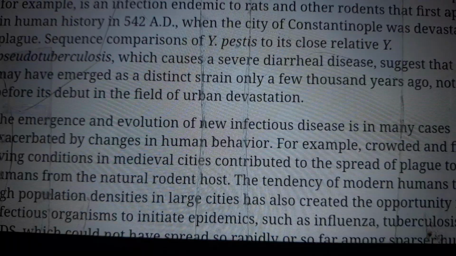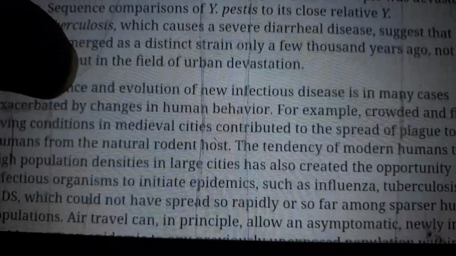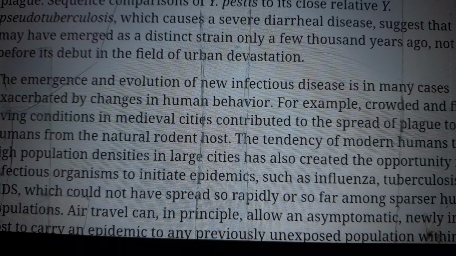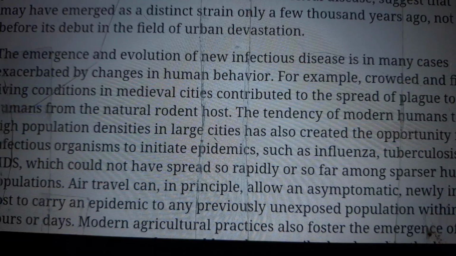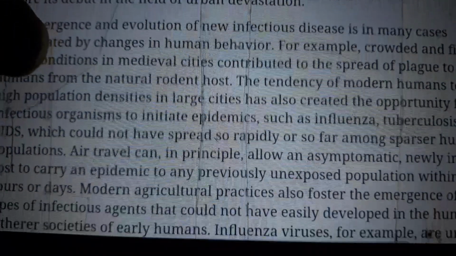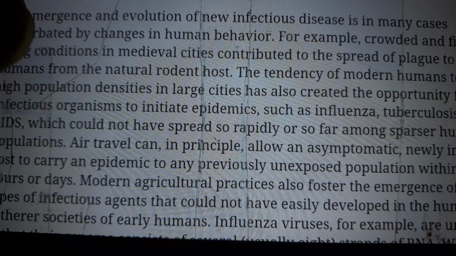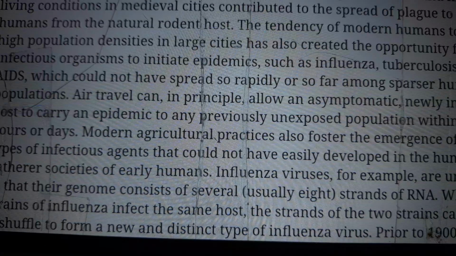Once a bacterium has acquired a new set of virulence-related genes, it may quickly establish itself as a new cause of human epidemics. Yersinia pestis, for example, is an infection endemic to rats and other rodents. It first appeared in human history in 542, when the city of Constantinople was devastated by plague. Sequence comparison of Y. pestis to its close relative Y. pseudotuberculosis, which causes a severe diarrheal disease, suggests that Y. pestis may have emerged as a distinct strain only a few thousand years ago, not long before its debut in the field of urban devastation.